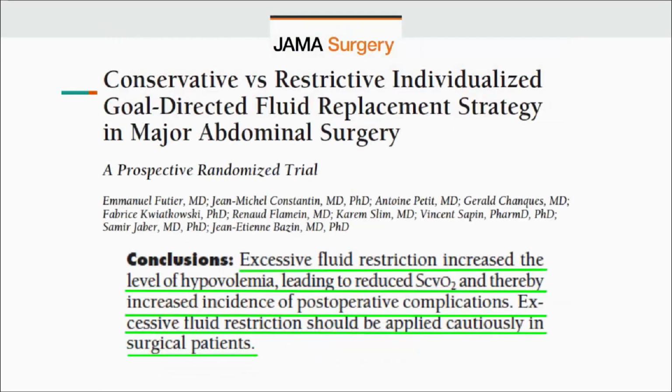And another paper from JAMA, conservative versus restrictive individualized goal-directed fluid replacement in abdominal surgery, and again in green underline: excessive fluid restriction increased the level of hypovolemia and increased the incidence of post-operative complications. So excessive fluid restriction should be applied cautiously in surgical patients. If you ask me, on our anesthesia side, I like to be a little bit liberal with our fluids to maintain urine output, to maintain euvolemia, to avoid the use of pressors, and to keep the patient sufficiently hydrated.